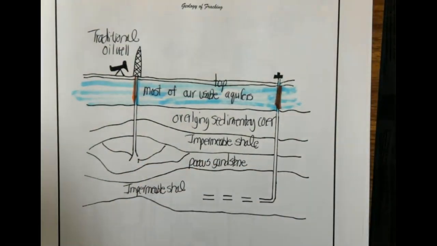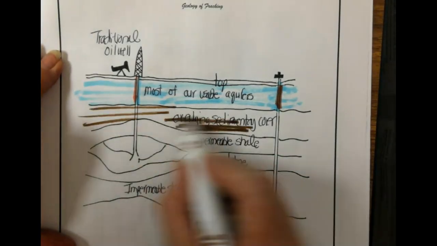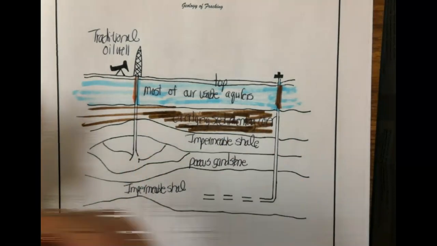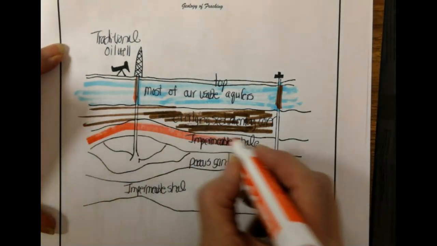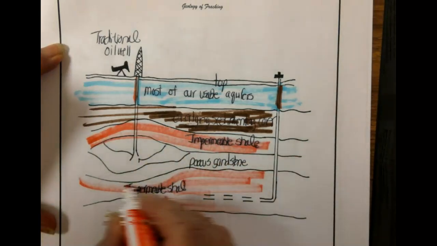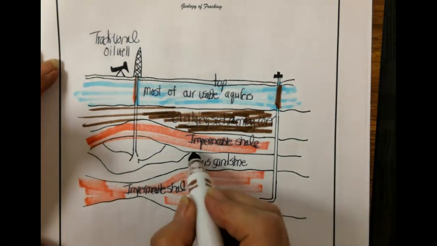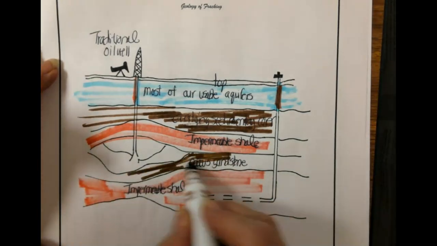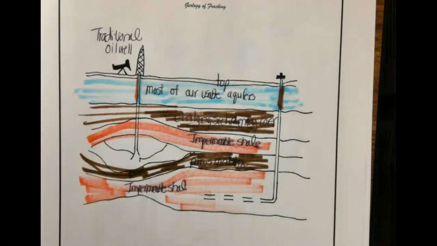So in a traditional well, here's our underlying sedimentary cover, right? And then we've got our impermeable shale. I'm going to use an orange just because I want to highlight this. Shale is rock. It's a sedimentary rock, but it's a solid rock. And this, again, is going to be more of a porous sandstone.